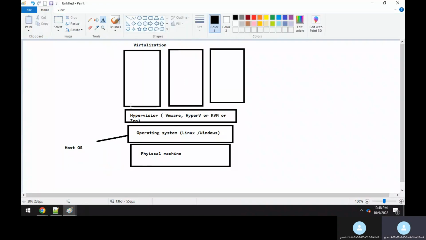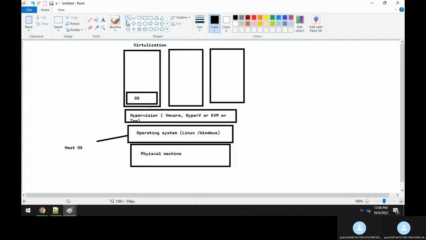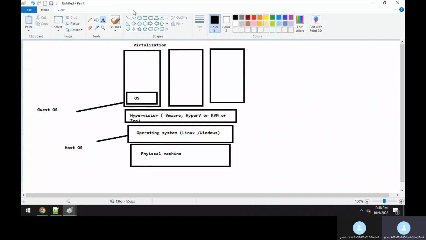And here what happened is we used to create virtual VMs. Each and every virtual VM will have its own guest operating system. This is also an operating system, or I'll just call it an OS, but we call this a guest operating system, guest OS. So we used to have a guest OS.